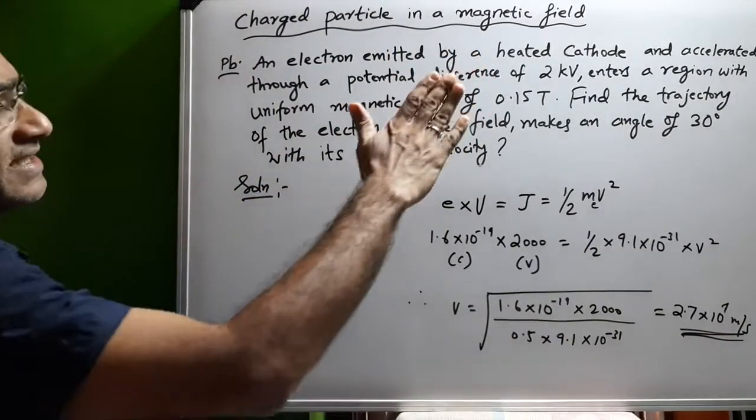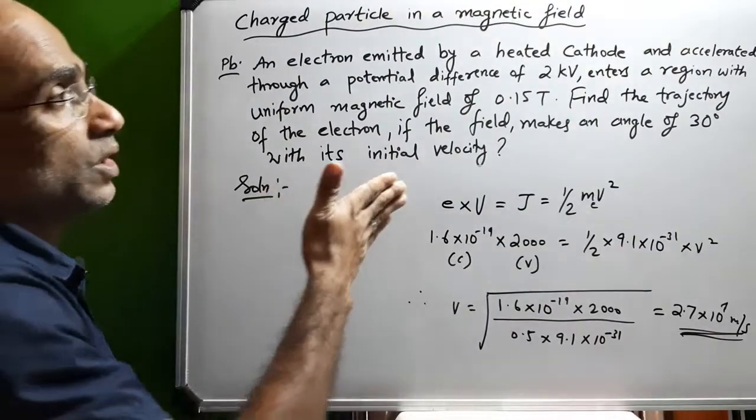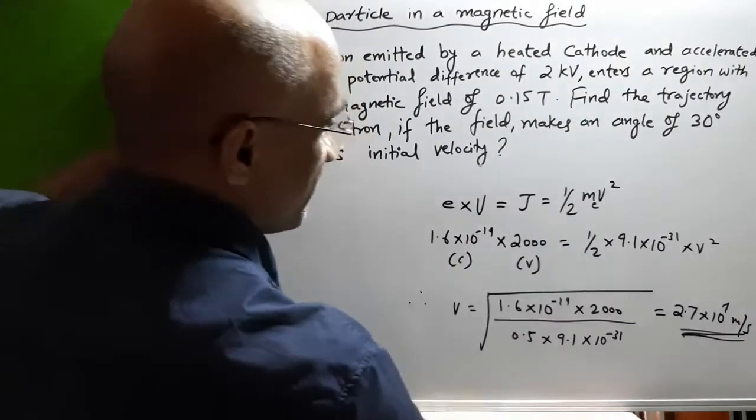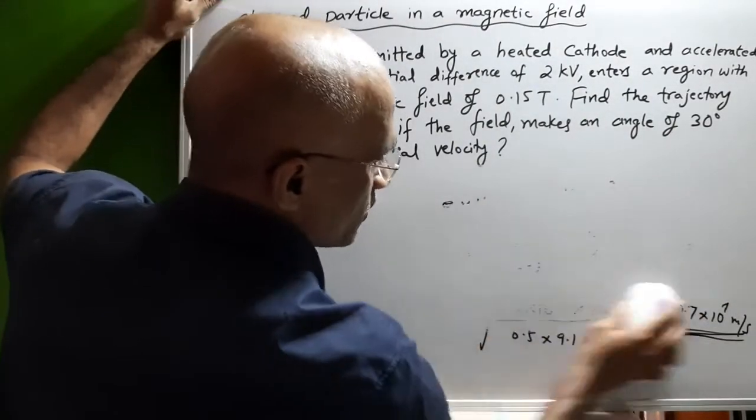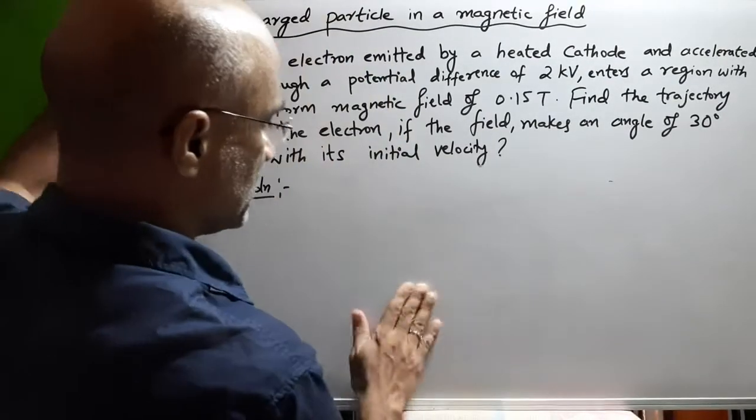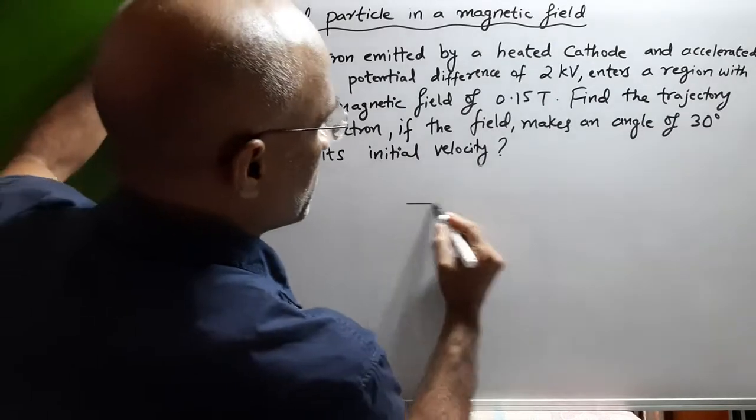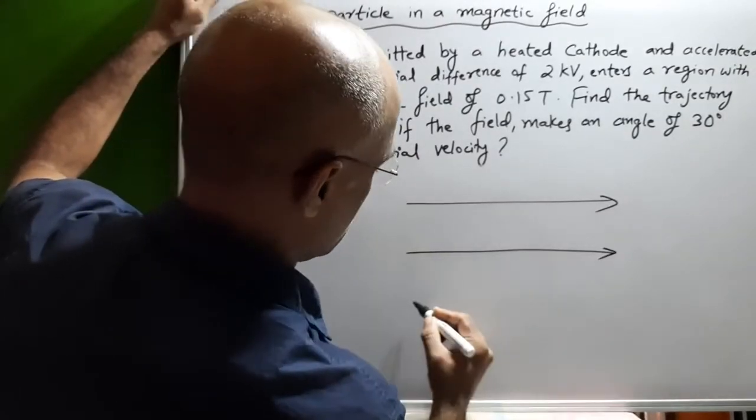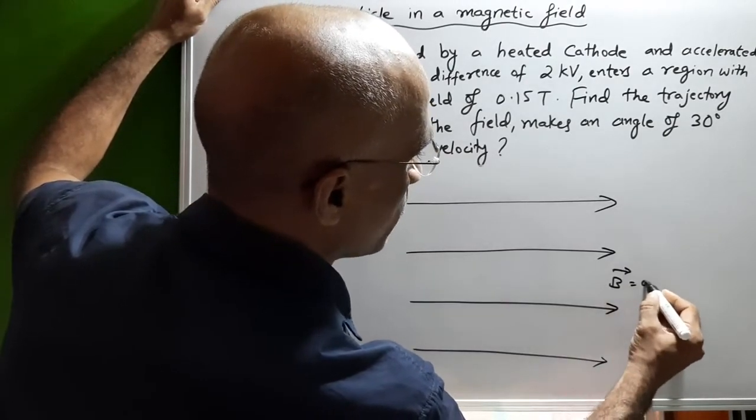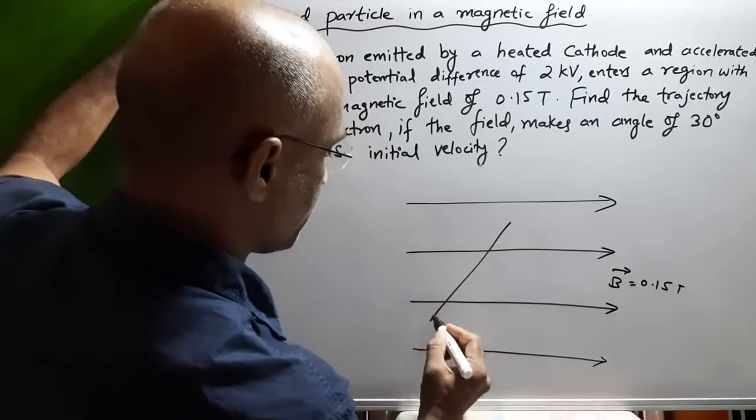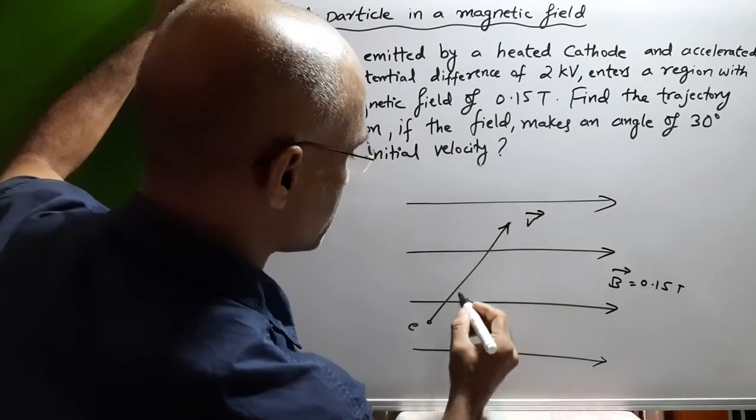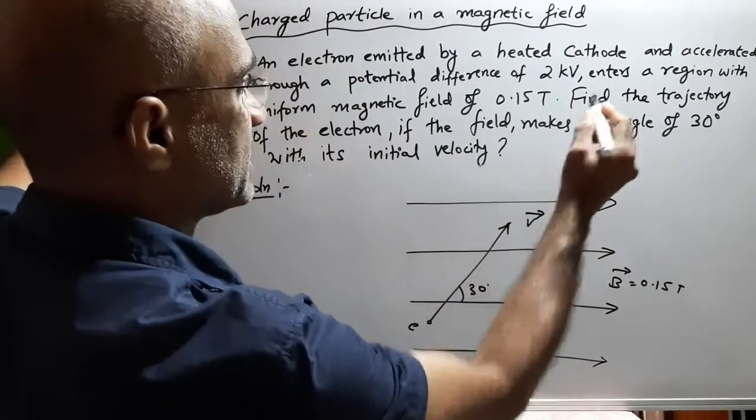So having said that, now I know the velocity of the particle which is entering into this uniform magnetic field of 0.15 Tesla. We will now draw the magnetic field and the angle of entry of this charged particle. We see that the magnetic field is uniform, so I will just represent it with equally spaced lines. So vector B is equal to 0.15 Tesla and the charged particle or electron is represented by the velocity vector V, which enters at an angle of 30 degrees to the field as mentioned in the problem.